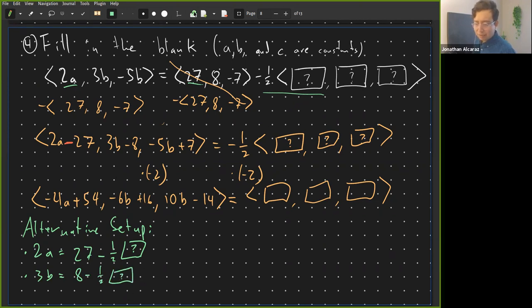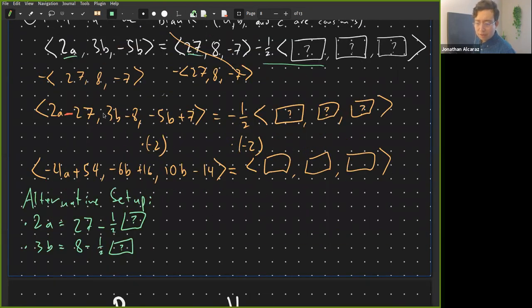And I am going to scroll here just a little bit so you can see. We have negative 5b is equal to -7 minus 1/2 times this question mark here. Okay. And so this can help you fill in some of these blanks, especially if the blanks are not all on the same vector.